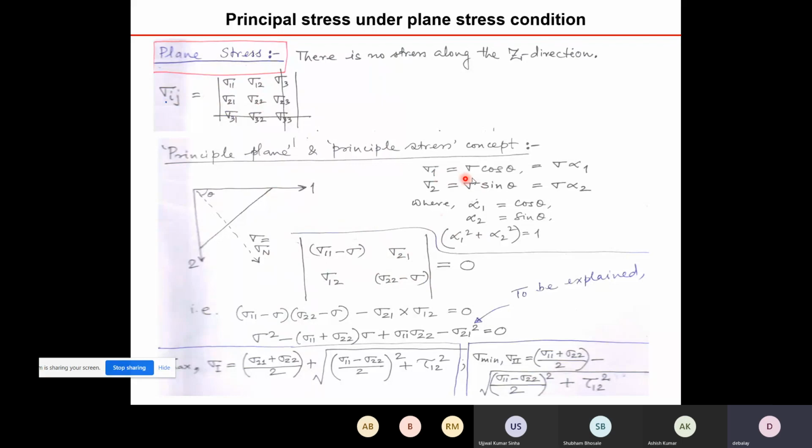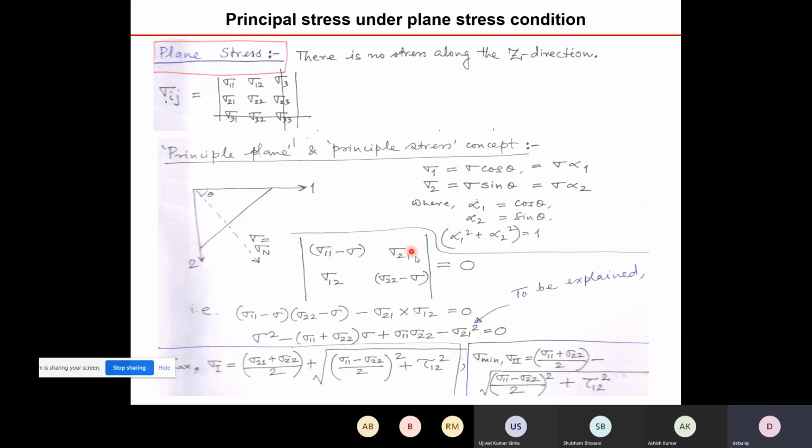Here you see sigma 1 equal to sigma cos theta, that is sigma alpha 1, where cos theta is alpha 1. Similarly, sigma 2 equal to sigma cos of 90 degree minus theta, which is sin theta, equal to sigma alpha 2. You can clearly understand.